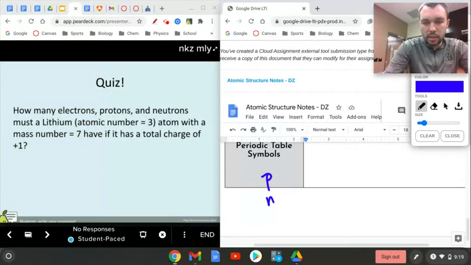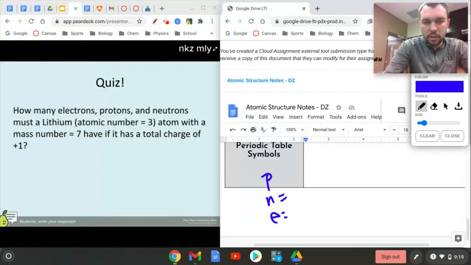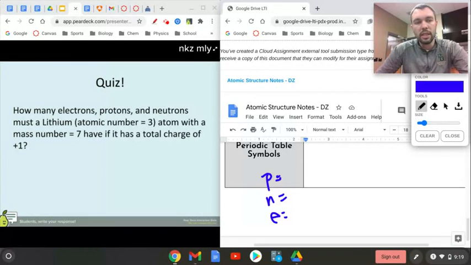Same thing, protons, neutrons, electrons. How many electrons, protons, and neutrons must a lithium atom, which has an atomic number of 3, with a mass number of 7 have if it has a total charge of +1? Again, pause, try to figure this out yourself, and I'll go through the answer in a bit.